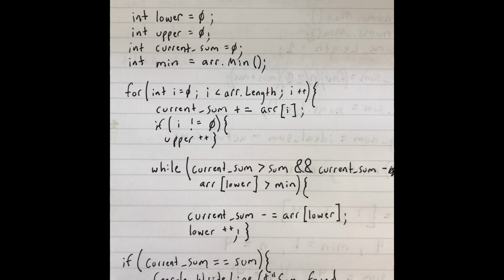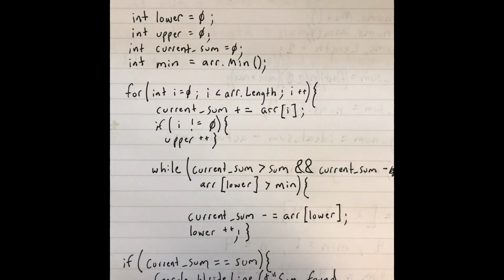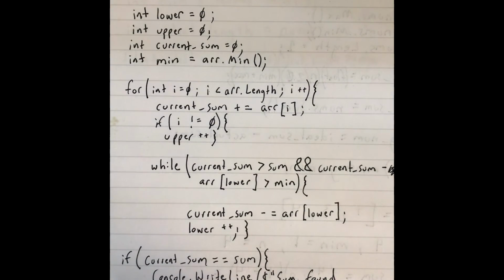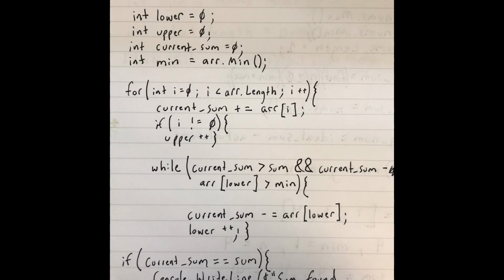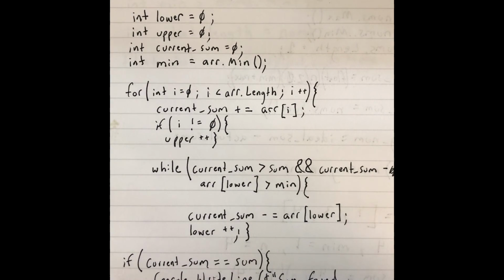And if we've exited this for loop without current sum being equivalent to sum, that means that there is no such sum. And let's close off our function.